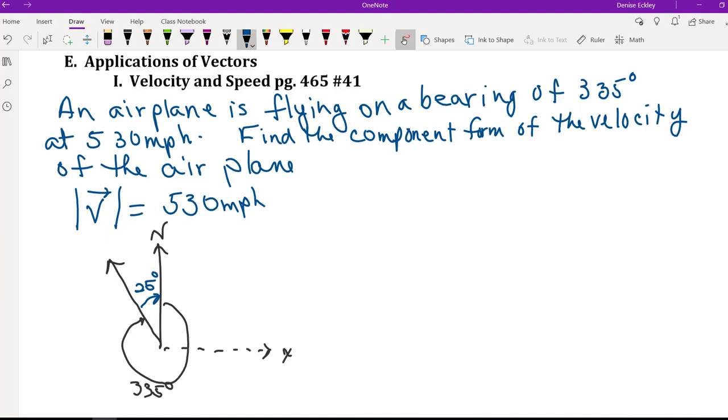So what we have to figure out is how far it is, let me use red now, from here all the way up to here. So we have a 90-degree angle plus that 25 degrees. So that gives us a theta of 115 degrees. So that's our theta.